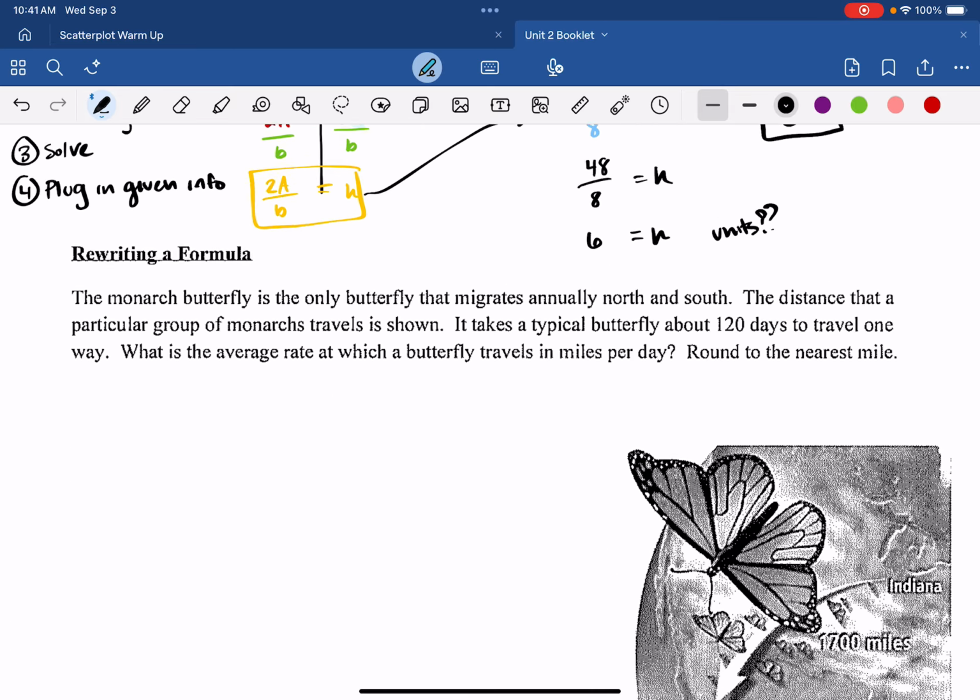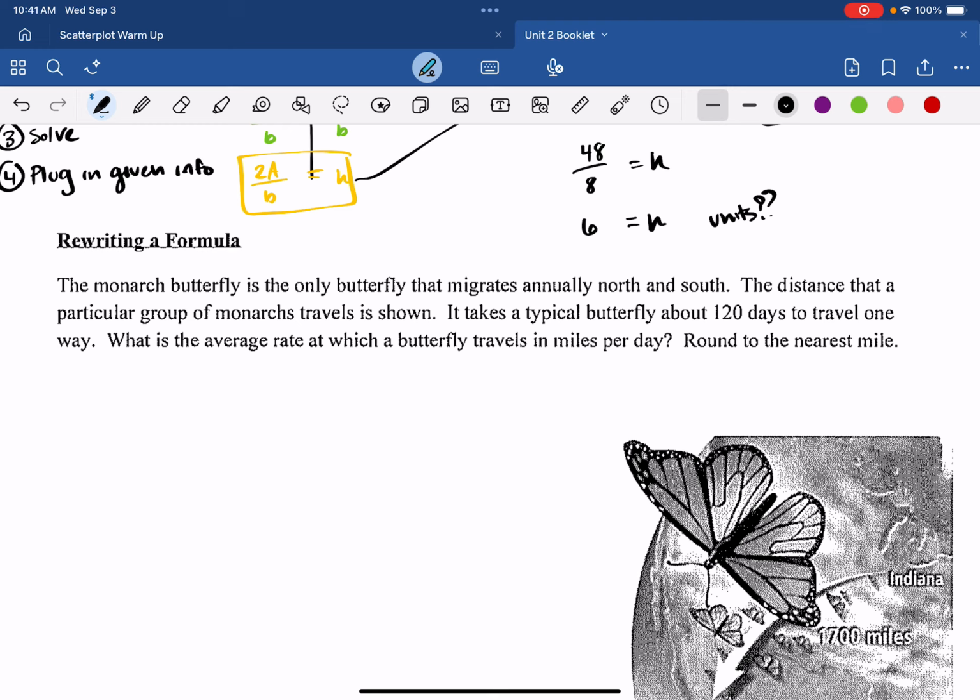All right, last problem here. Rewriting a formula. The monarch butterfly is the only butterfly that migrates annually north and south. The distance that a particular group of monarchs travels is shown. It takes a typical butterfly about 120 days to travel one way. What is the average rate at which a butterfly travels in miles per day? Round to the nearest mile.